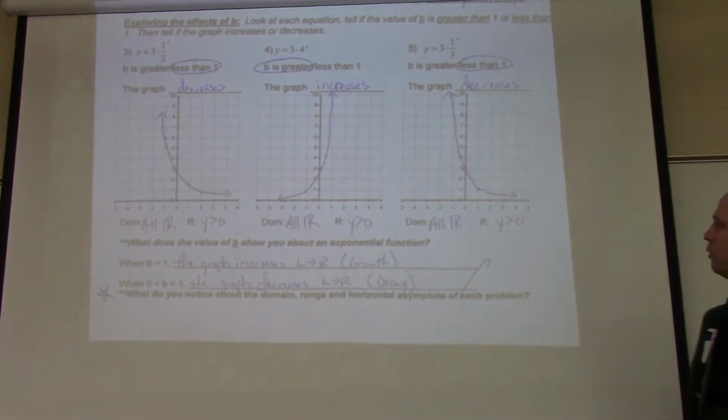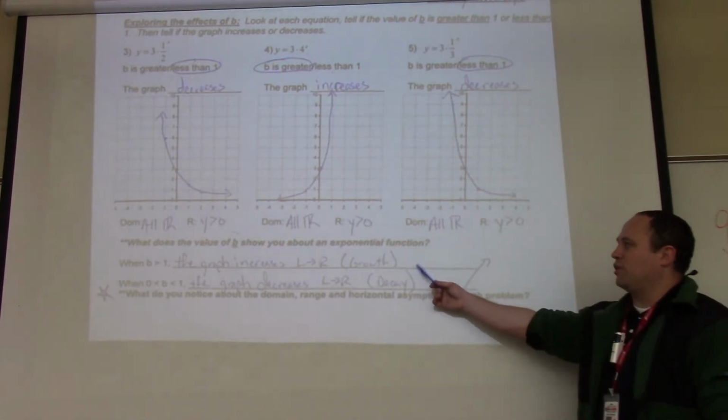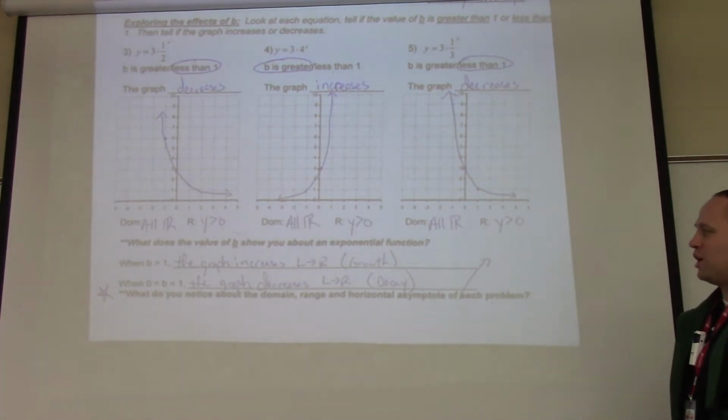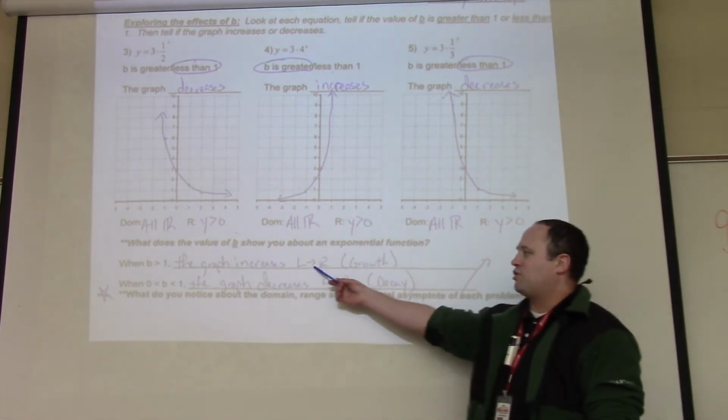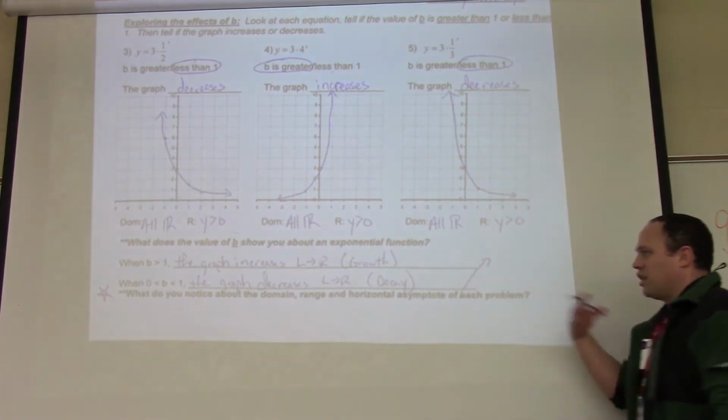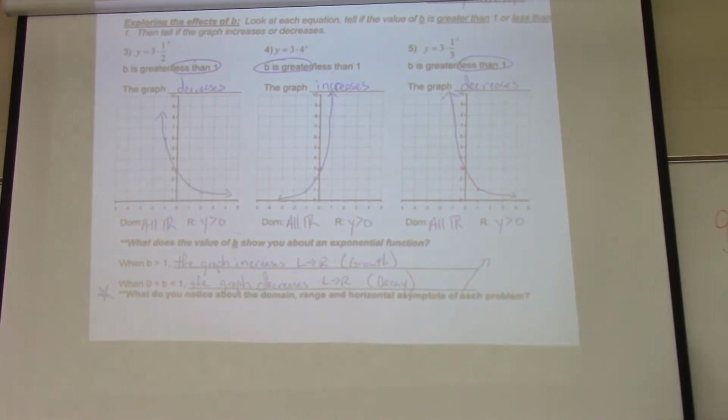The range is the same for all of them. So, what does it mean when B is greater than 1? Well, the graph increases from left to right. That causes it to have growth, right? When B is between 0 and 1, the graph decreases from left to right. That causes it to be decay. Now I'll give you a second. I see some people rounding that up before we talk about what's at the bottom.